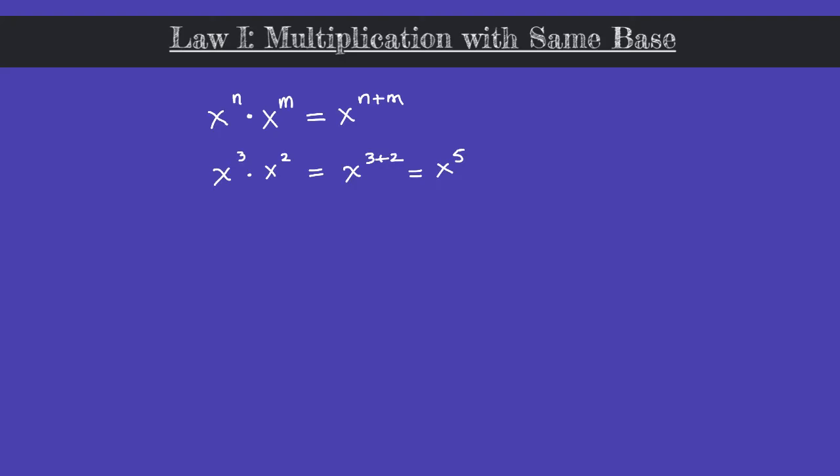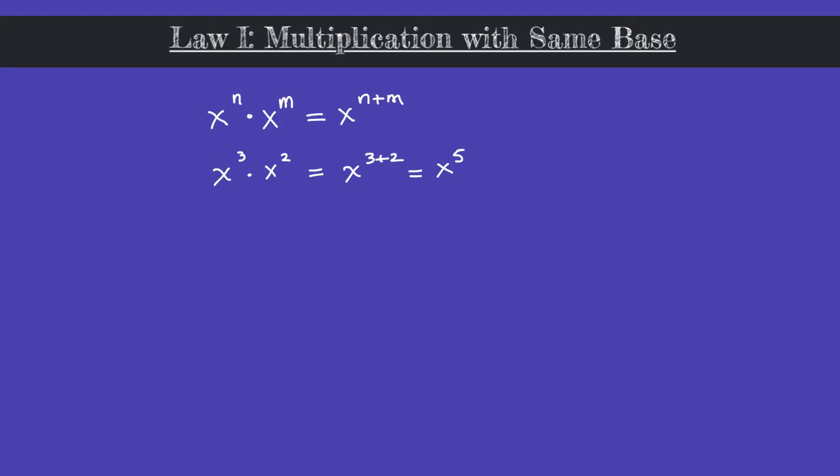And it doesn't matter if it's an x, it can be a y, but the bases in this case have to be the same. In other words, I can't say y squared multiplied by z squared is equal to somehow y to the power of 2 plus 2, or 3 plus 2. That doesn't work. The bases have to be the same in order for this law to apply here.